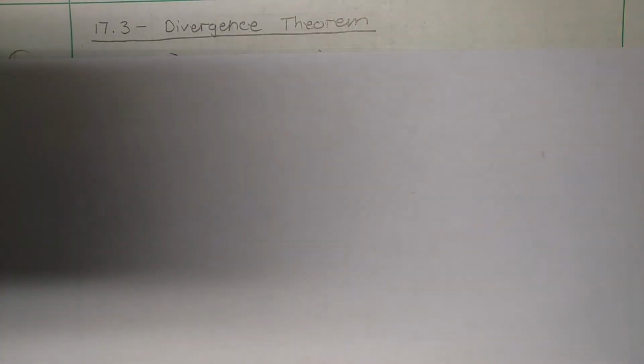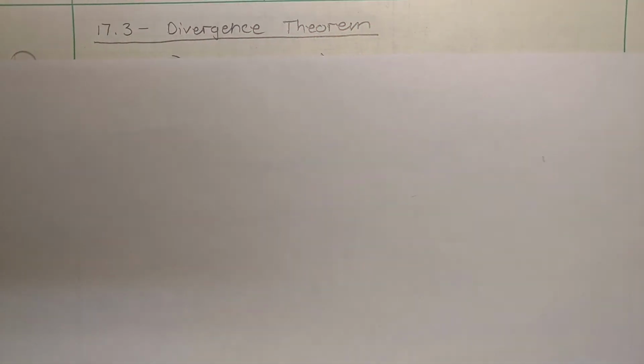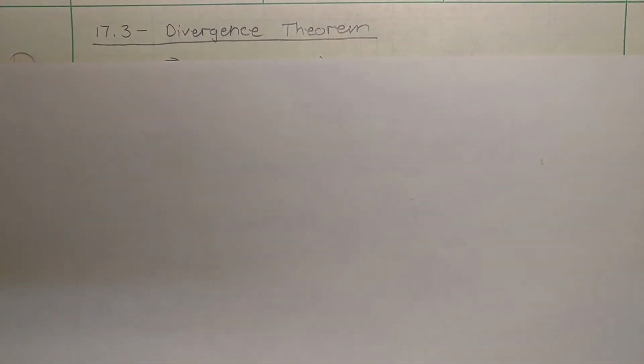Today's work is 17.3, kind of a monumental occurrence. We are actually entering into the last section of the book. We may learn a few other things from earlier in the book as we wrap things up, but this is our last official section, 17.3. And so we're going to look at our divergence theorem.